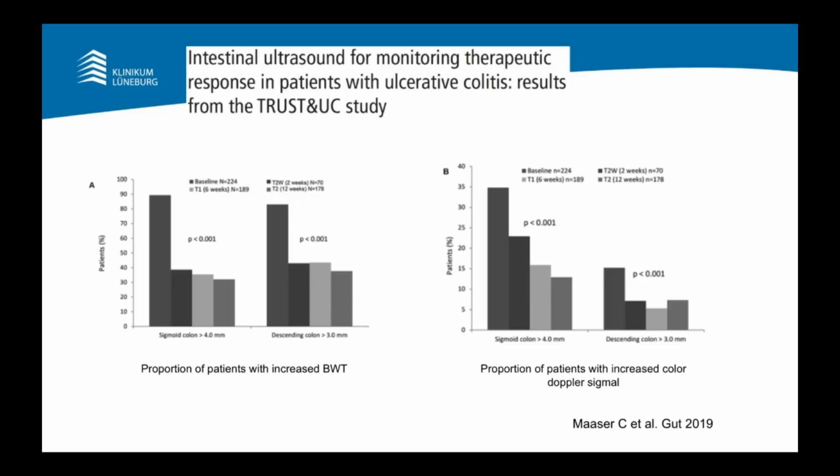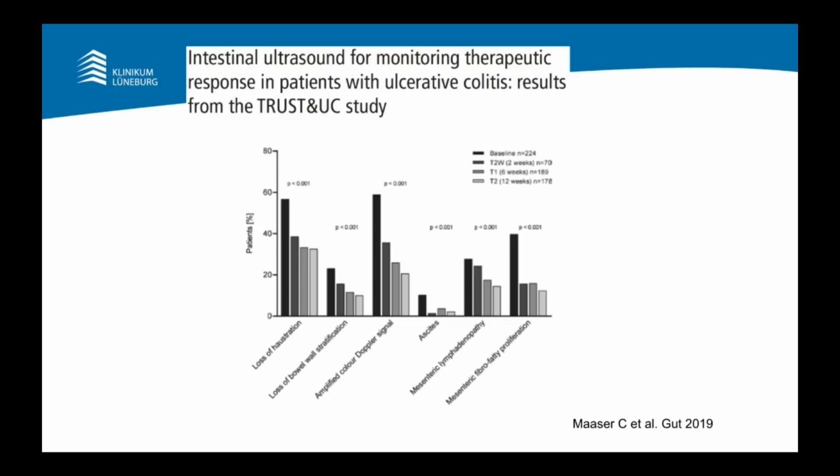So various drugs were used. You can see very quick response of bowel wall thickness already at week 2. You can see there's not too much more change at week 6 and at week 12. Proportion of patients with increased color Doppler signal on the right side. You can see that there's already a nice response at week 2, but there was more pronounced signal at week 6 and at week 12.